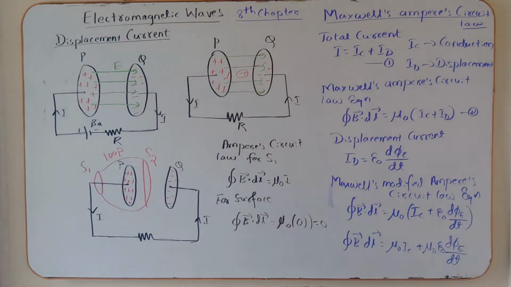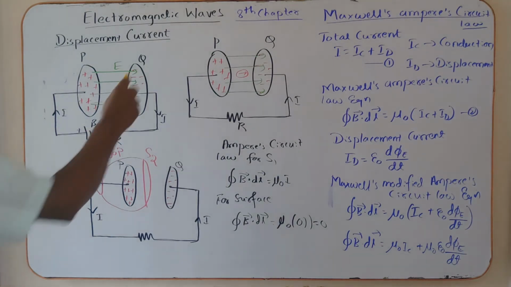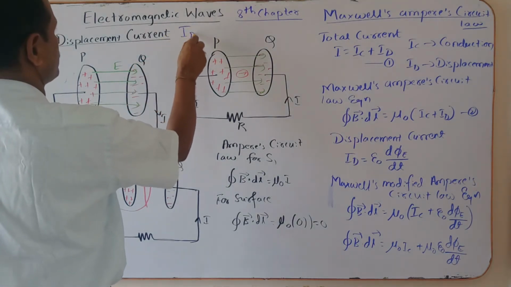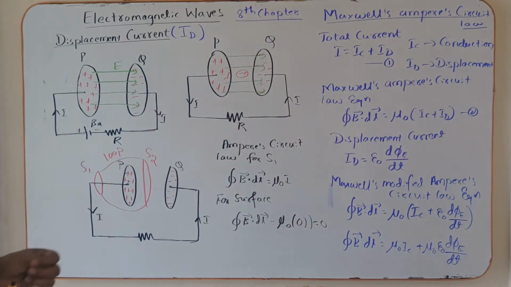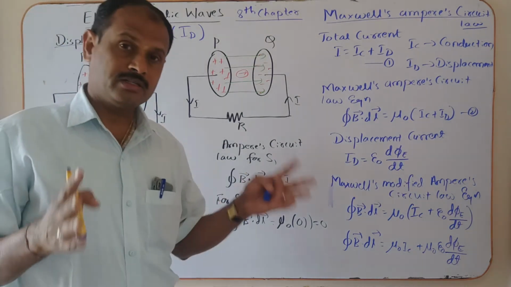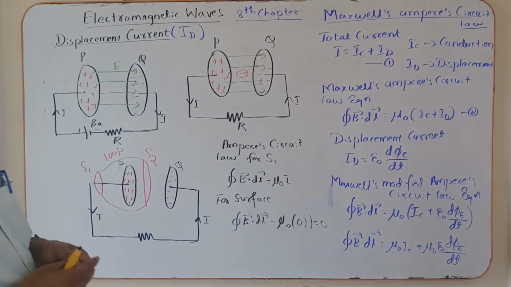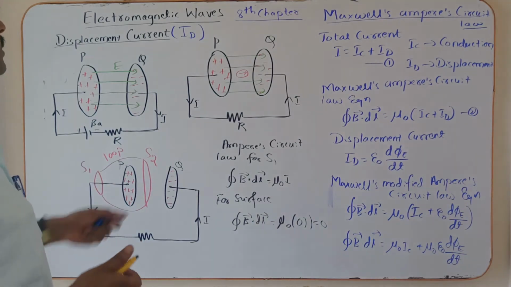Before going to electromagnetic waves, what about the displacement current? I have to discuss that here first. How did you get the displacement current? How do you recognize it? How was it discovered? Practically, how did you get that displacement?